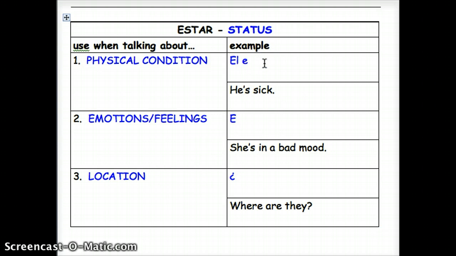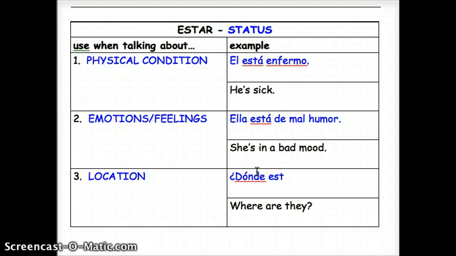So he's sick. Él está enfermo. She's in a bad mood. Ella está de mal humor. Location. Where are they? ¿Dónde están ellos? So physical condition, being sick, being tired. Emotions, happy, sad, bored, and location.